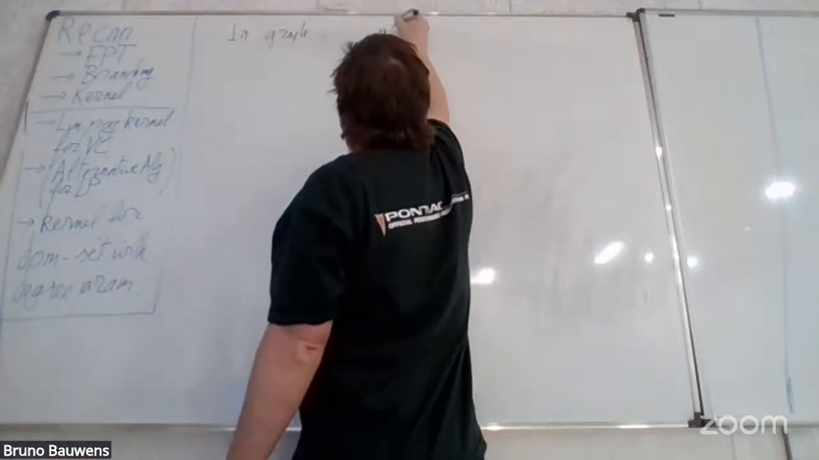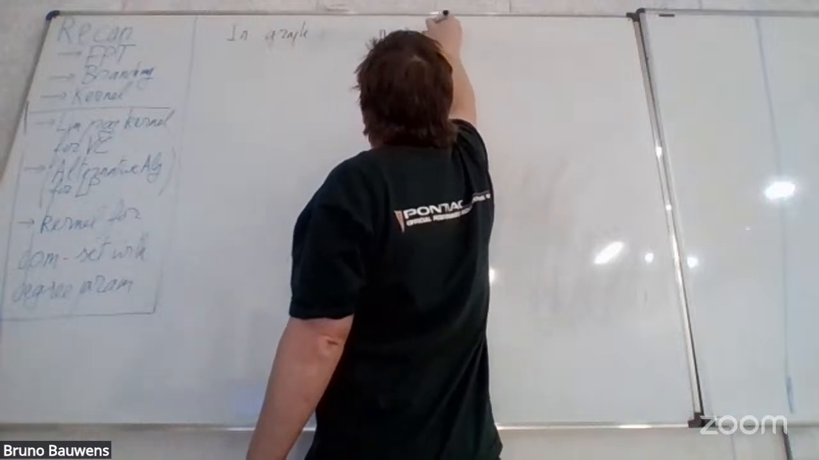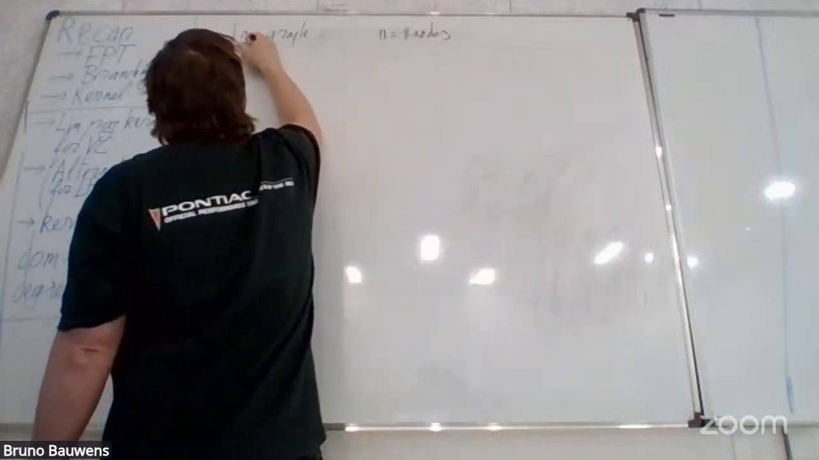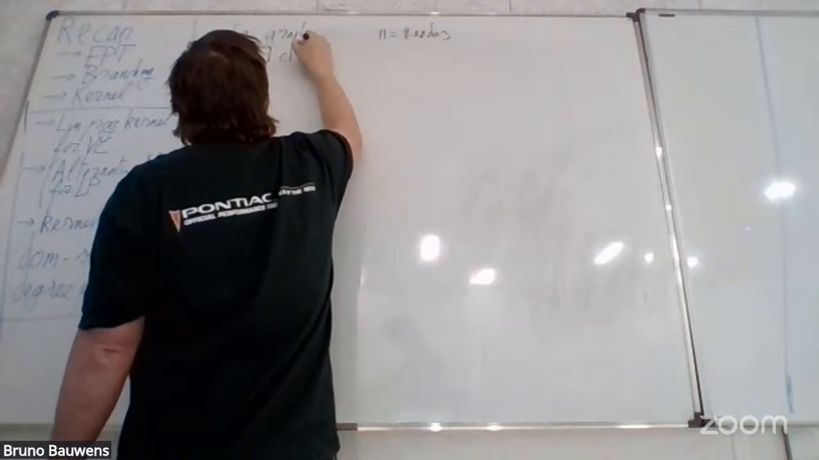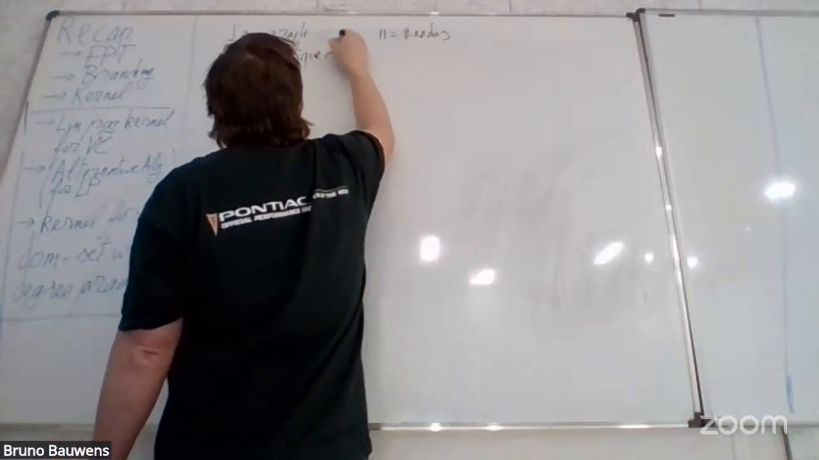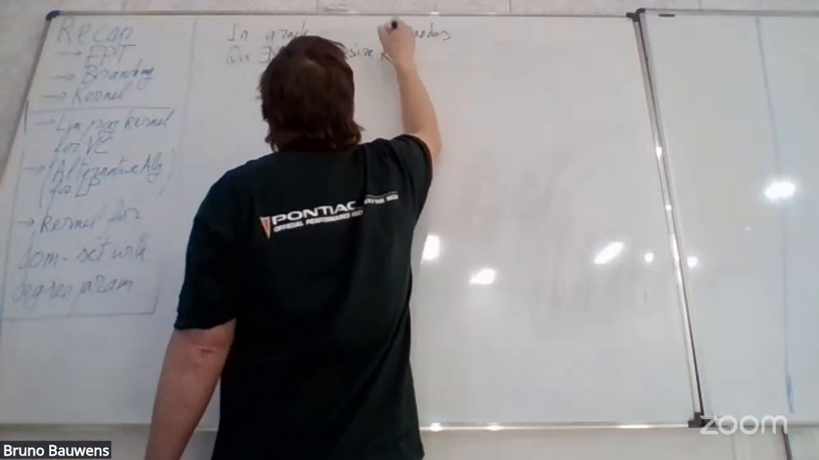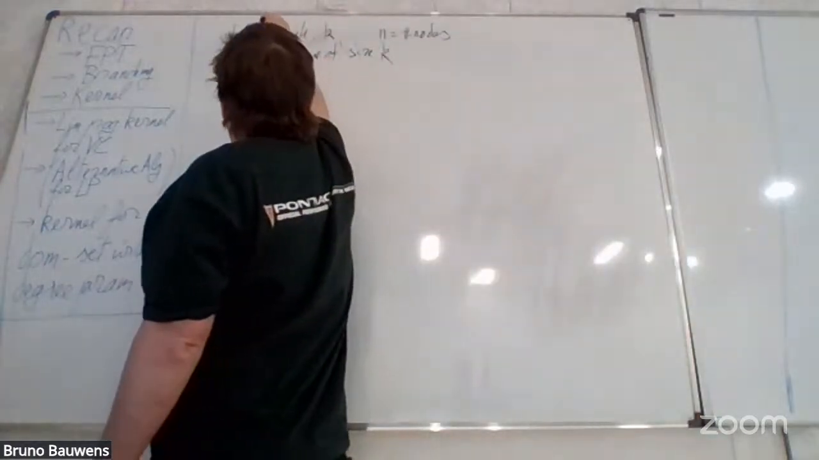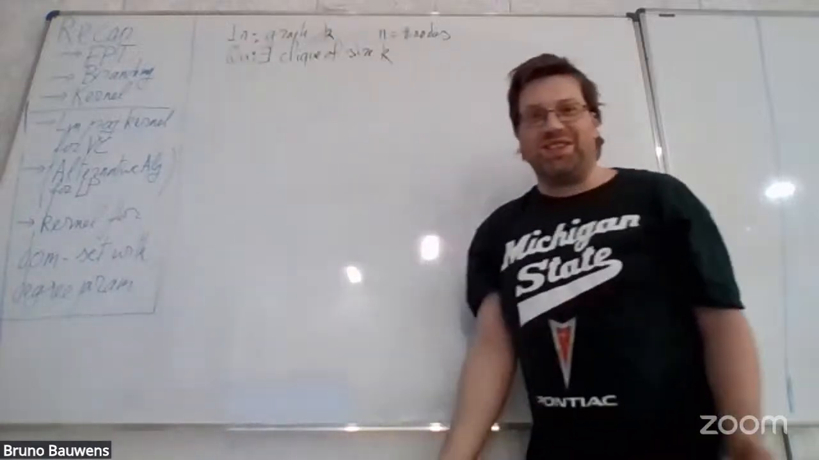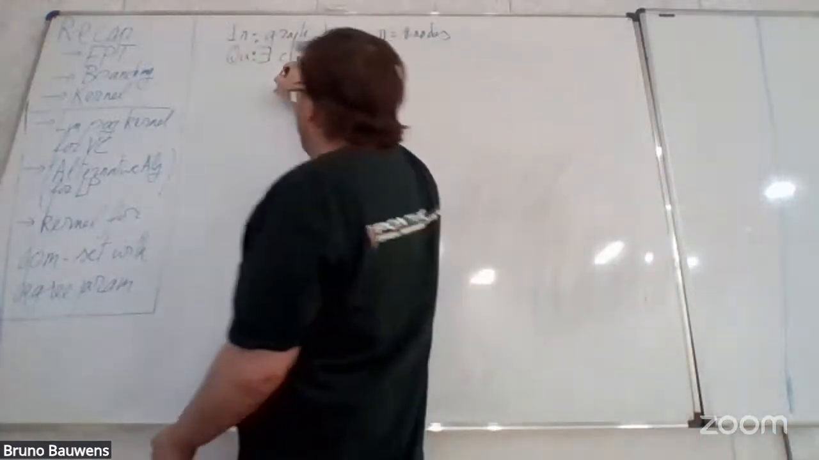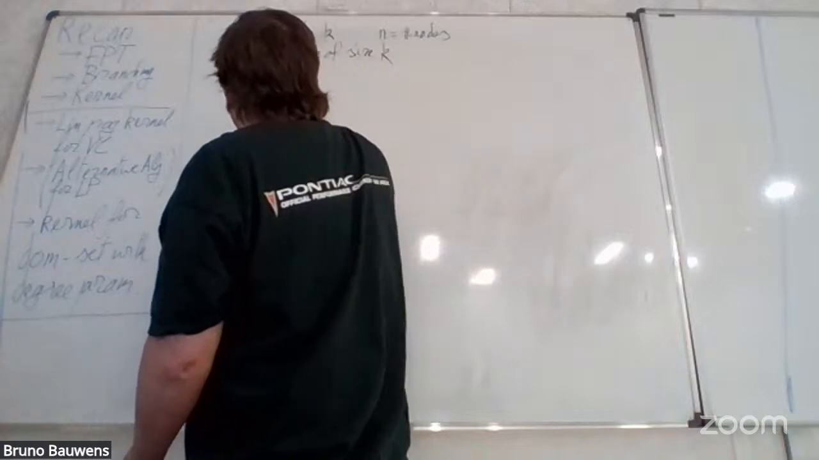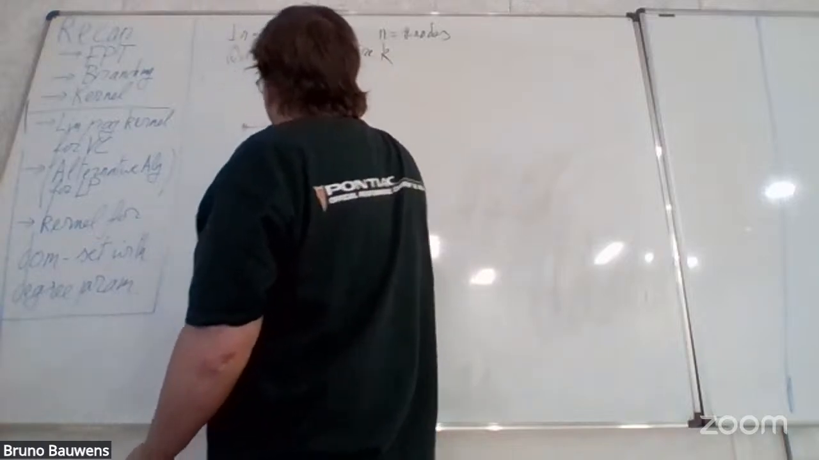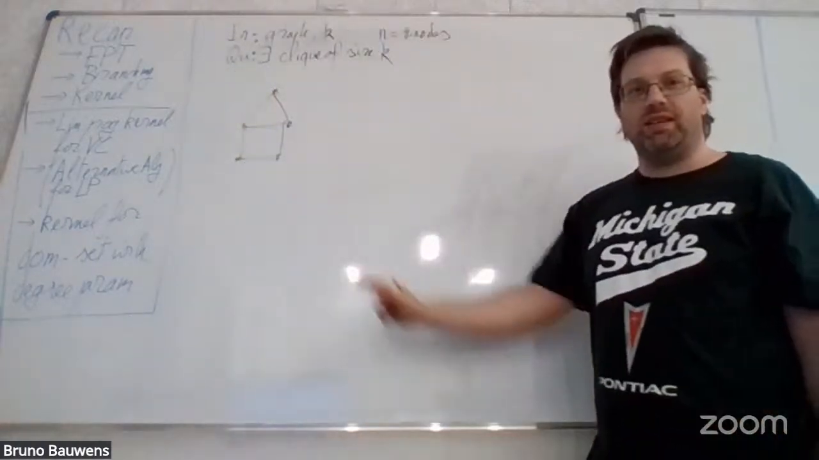So if the input is a graph, let n be the number of nodes. And then the question: does there exist a clique of size k? The graph and the integer k are given. You all remember what a clique is, right? Just to be completely sure. And what is the maximal size of a clique in this graph?